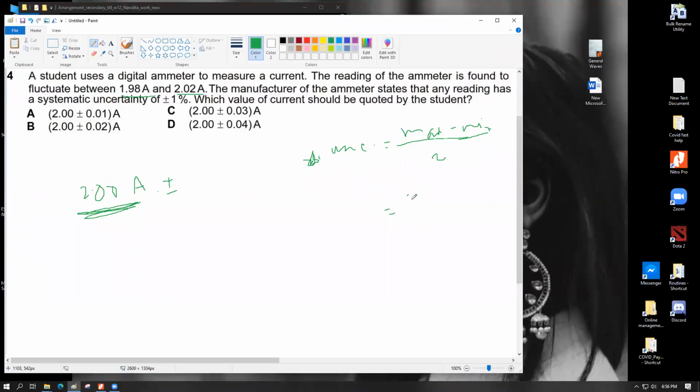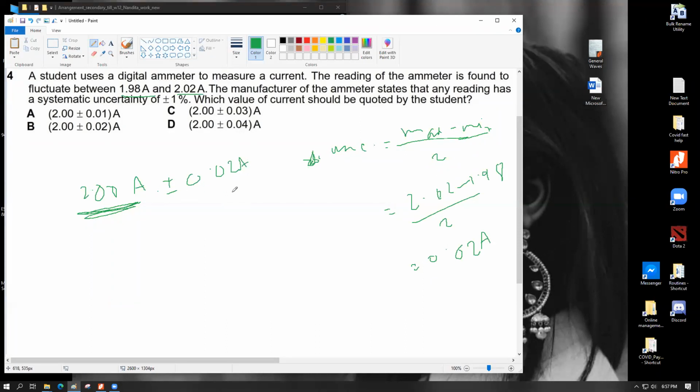So how much do you get from here? 2.02 minus 1.98 divided by 2. What does that give you? 0.02. You get 0.02. Thank you. 0.02 ampere. So you are getting a random uncertainty of 0.02 ampere exclusively from the random uncertainty.